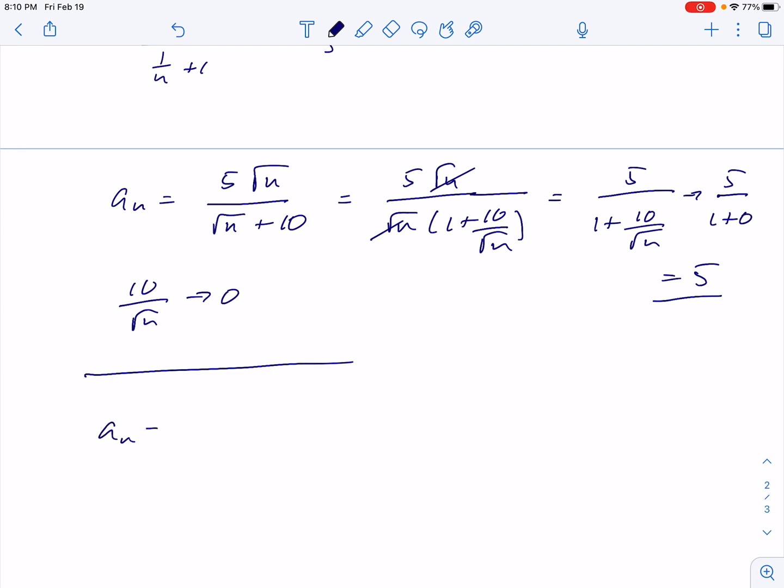Look at the sequence a sub n is 2 plus 0.8 to the power n. How to study this sequence? To compute the limit here, we have to remember something from the previous lecture.